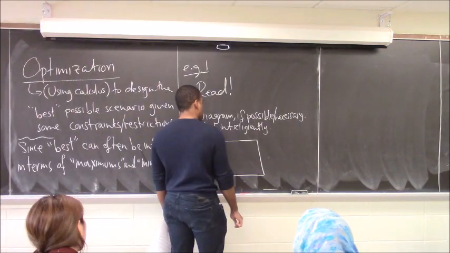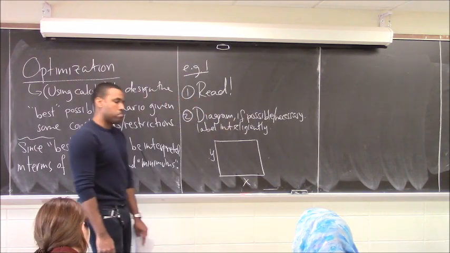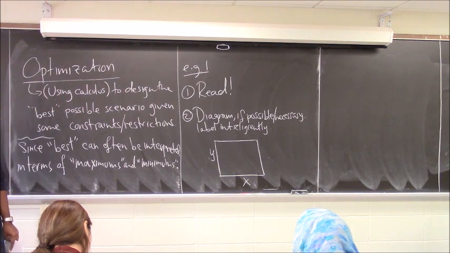So because I don't know the length and the width, I'd probably start out by just labeling them. I don't know what the length is going to be. I don't know what the width is going to be. So that's my diagram.